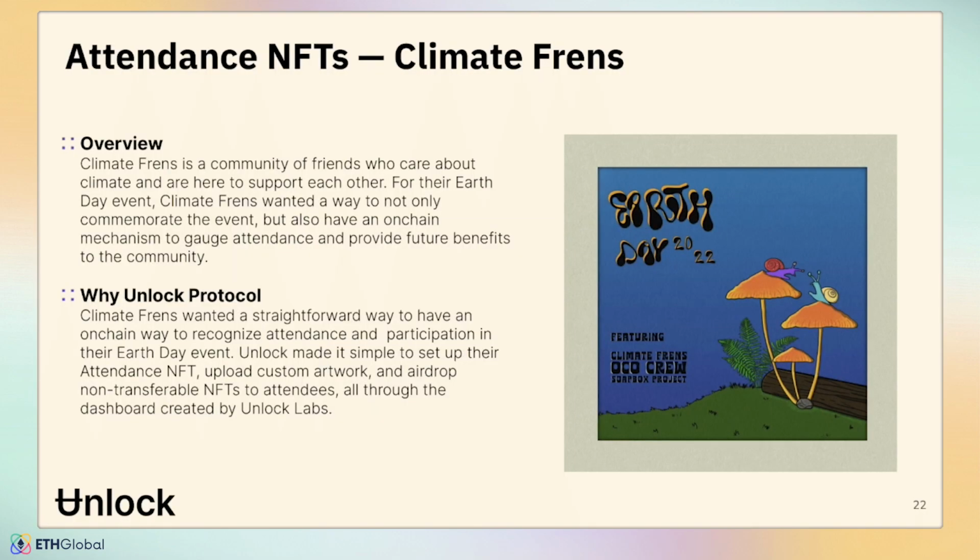Finally, attendance NFTs, sometimes called POAP in the ecosystem. It is basically an NFT that someone can earn if they have done something. It is valid forever. And what's interesting here, it can have dynamic metadata attributes.